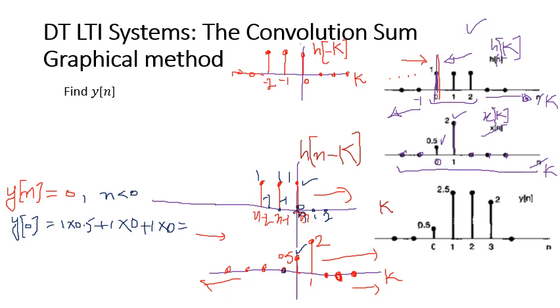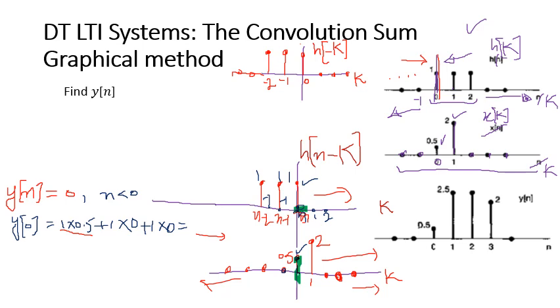Now at this point, okay, at this point it is 1, and this is, sorry, this is 0.5 and this is 1, so 1 multiplied by 0.5, right? So it will result in this one.